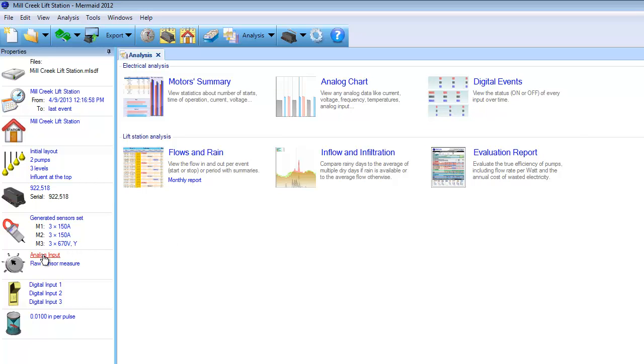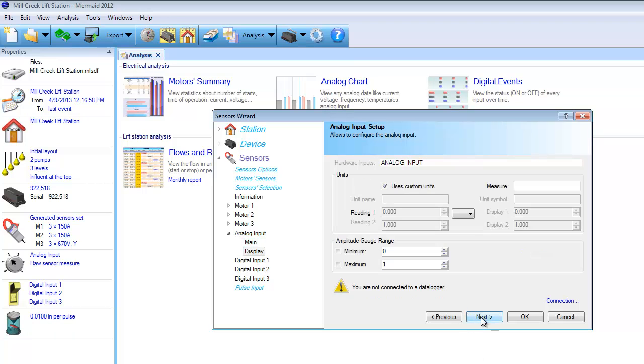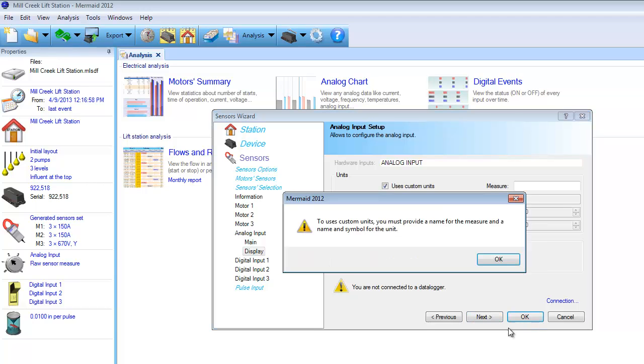Also, you can go in and look at how your analog setup was. But you always have to be connected to the data logger when you set your analog values up. And we'll have a video on setting up analog values and setting up transmitters in the future.